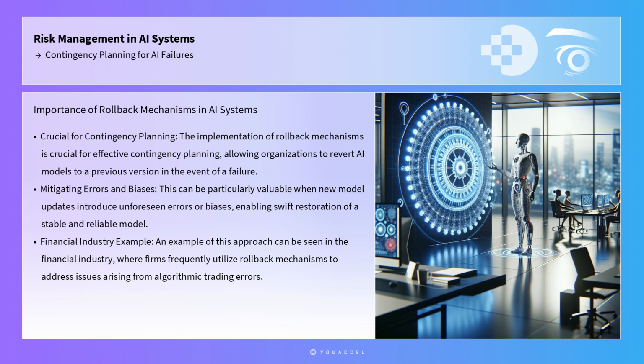In addition to monitoring systems, the implementation of rollback mechanisms is crucial for effective contingency planning. Rollback mechanisms allow organizations to revert AI models to a previous version in the event of a failure. This can be particularly valuable when new model updates introduce unforeseen errors or biases. By maintaining a repository of past model versions, organizations can swiftly restore a stable and reliable model, minimizing the impact of failures on operations. An example of this approach can be seen in the financial industry, where firms frequently utilize rollback mechanisms to address issues arising from algorithmic trading errors.